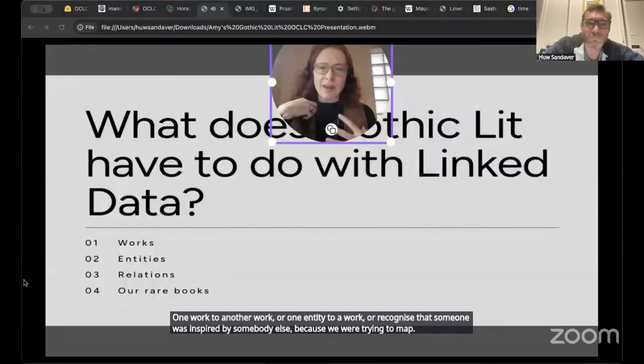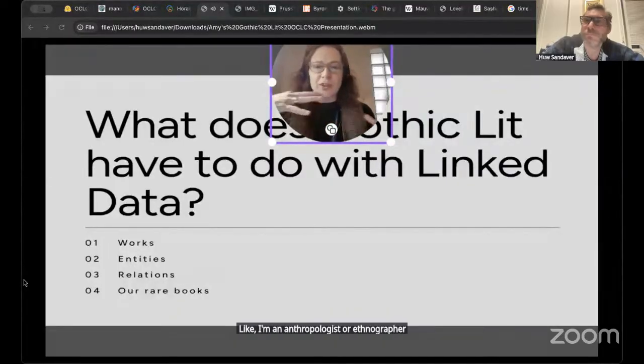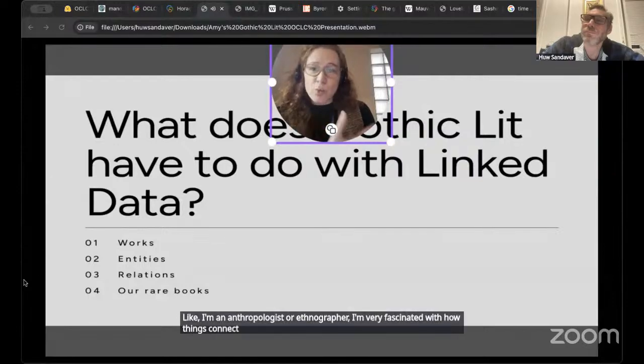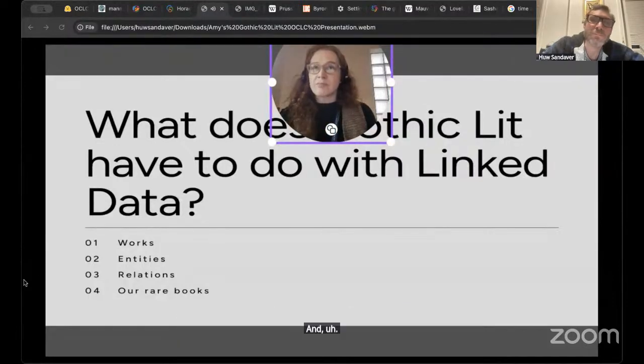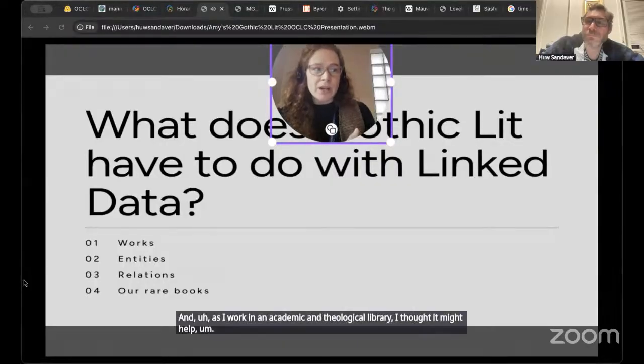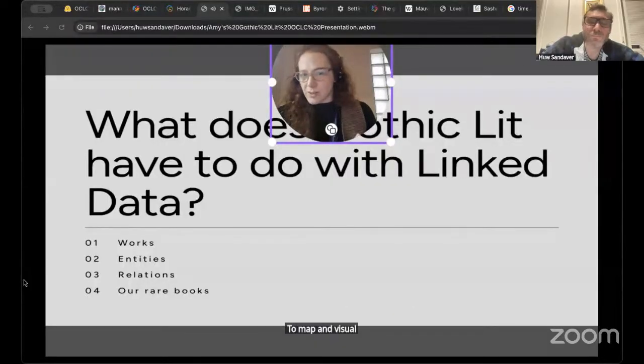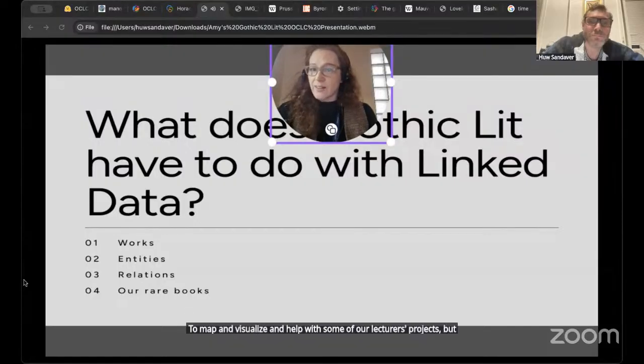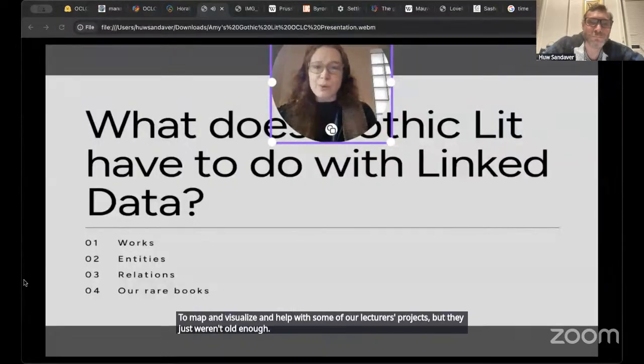I'm an anthropologist or ethnographer. I'm very fascinated with how things connect and why they connect. And as I work in an academic and theological library, I thought it might help to map and visualize and help with some of our lecturers' projects, but they just weren't old enough, whereas this one was.